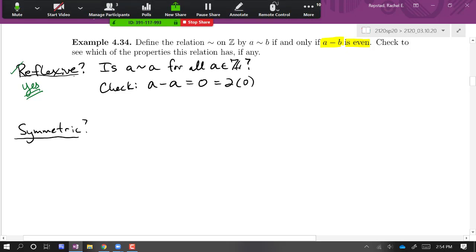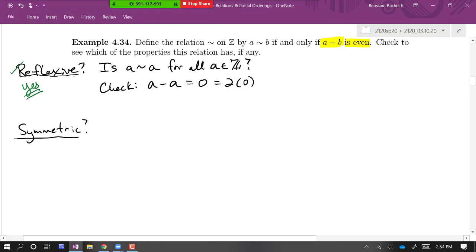Okay, so that sounds like we think it's symmetric. Now we just have to write the argument. It won't take very long, but we have to go back to how this relation is defined. So let's suppose A is related to B. We want to answer the question, is B related to A?